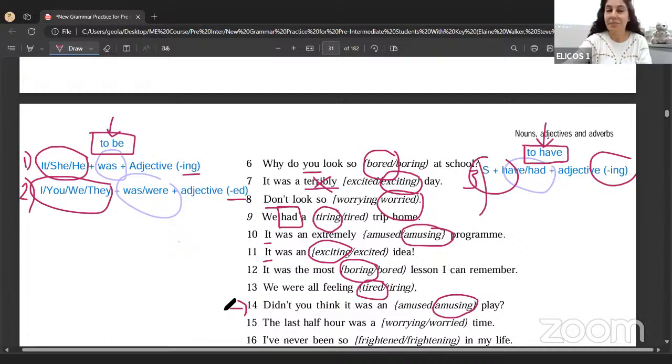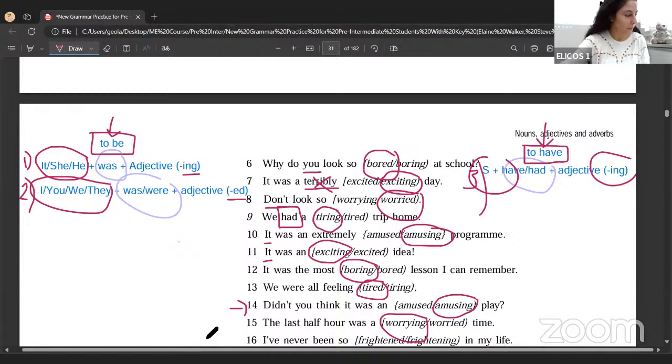Good. Number 15. Back to Deepa. The last half hour was a worrying time. Yeah, it was a worrying time. The last half hour, because that's saying it. It comes from this first rule. It was the last half hour, it was a worrying time. So not good. It was just very bad, worrying.